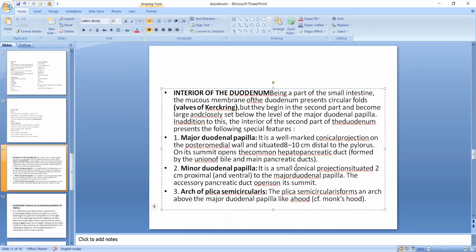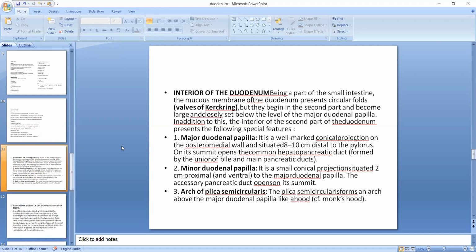So today we will discuss the interior of the duodenum. Being a part of the small intestine, the mucous membrane of the duodenum presents circular folds, but they begin in the second part and become large and closely set below the level of the major duodenal papilla. In addition to this, the interior of the second part of the duodenum presents the following special features. These are the major duodenal papilla, the minor duodenal papilla, and the arch of plica semicircularis.